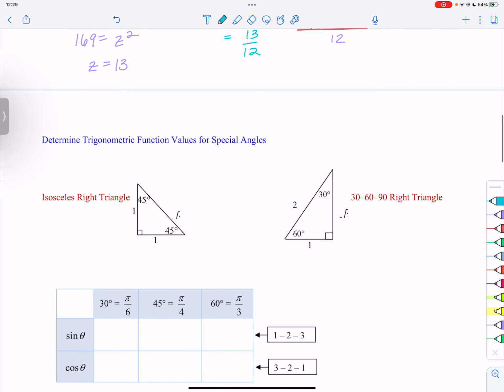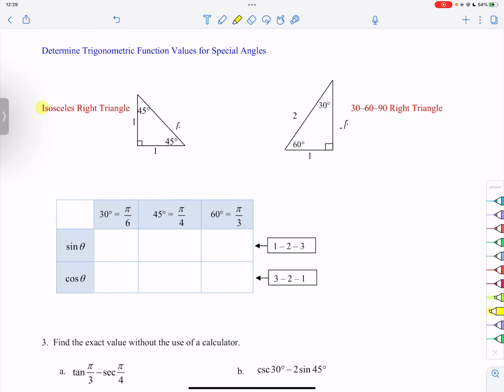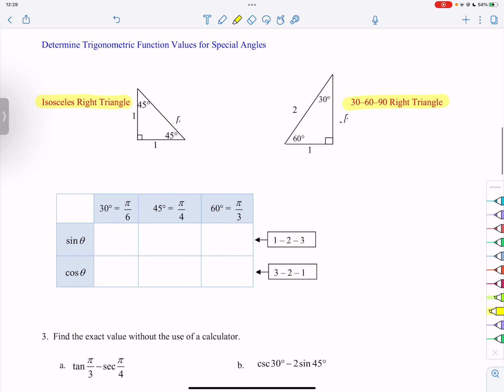Now let's look at some trig function values for special angles. We have an isosceles right triangle and a 30, 60, 90 right triangle. As you notice, we have these written on here, and it's very nice because we have 1 and 1 written there, and then we have 1 and 2 written here. We're going to take our time and say that this side z is equal to 1 squared plus 1 squared, and that's 2. So z is equal to the square root of 2, and that is what's supposed to be written right there, the square root of 2.